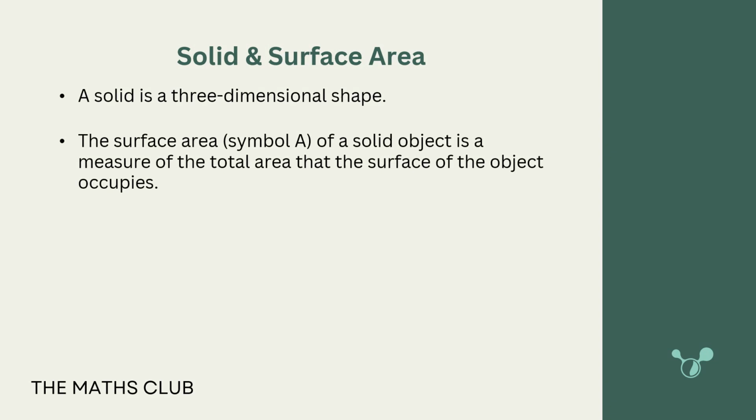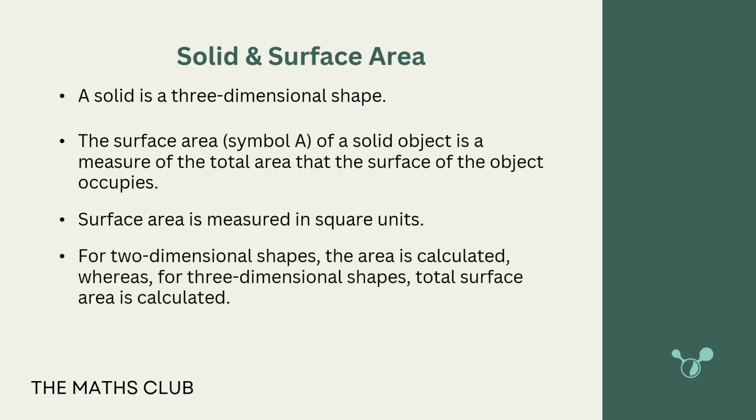So it says that the surface area, symbolized by A, of a solid object is a measure of the total area that the surface of the object occupies. By the time you add all of those areas, you would have the surface area. And of course, because it's an area, it is measured in square units. We've made mention before that for two-dimensional shapes, the area is calculated, and for three-dimensional shapes, total surface area is calculated. And we have come to the place of three-dimensional shapes. So let's see one of them.